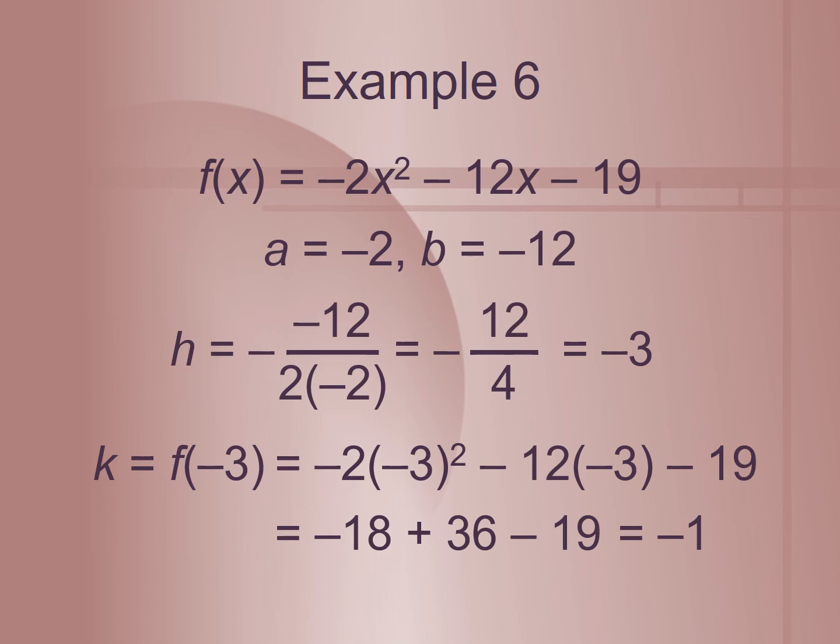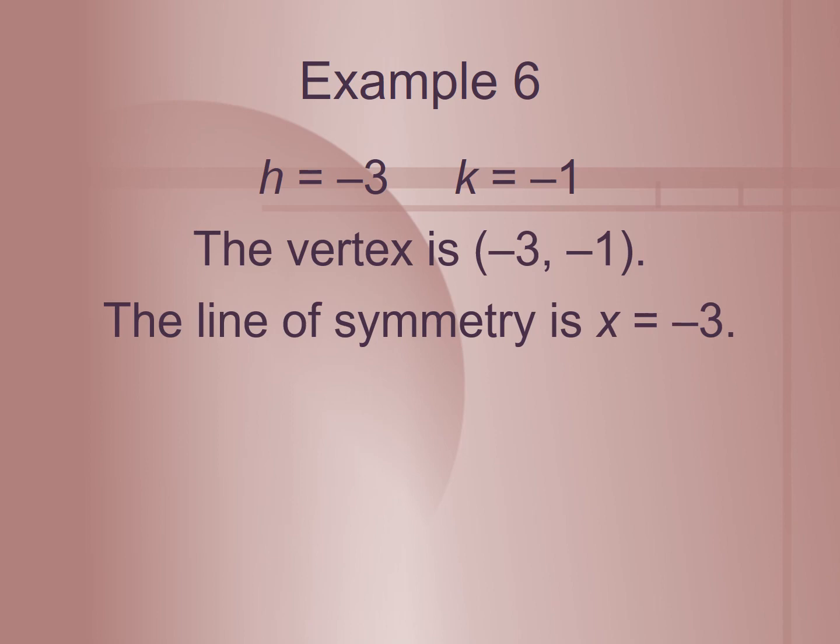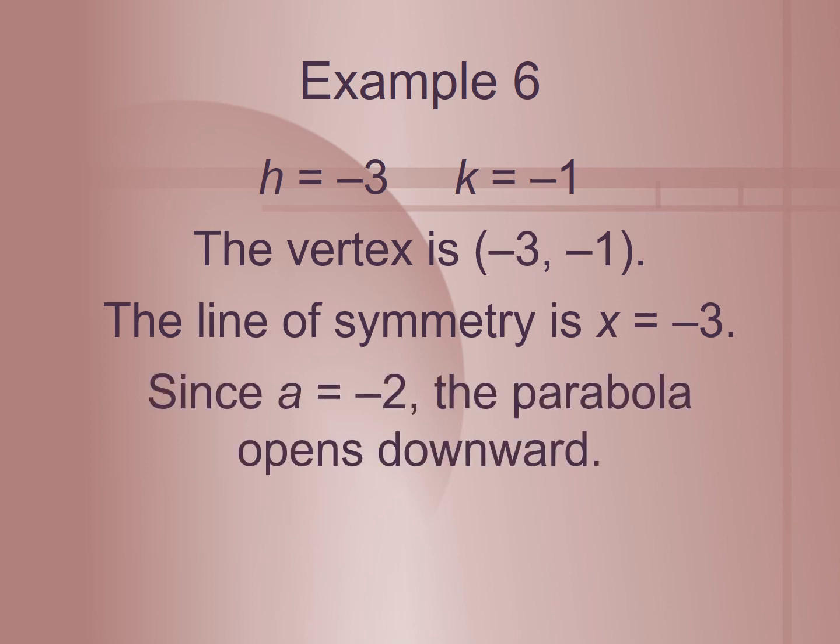Now that we know what our h and k values are, we can say that our vertex is negative 3, negative 1, and the line of symmetry is x equals negative 3. Since our a value was negative 2, we know that the parabola will open downwards.